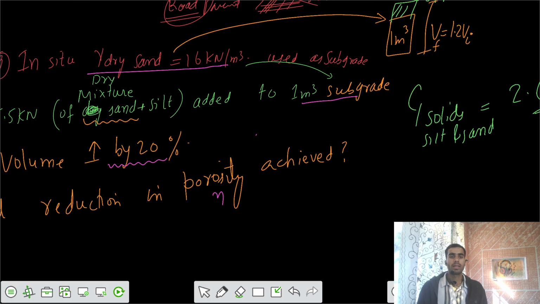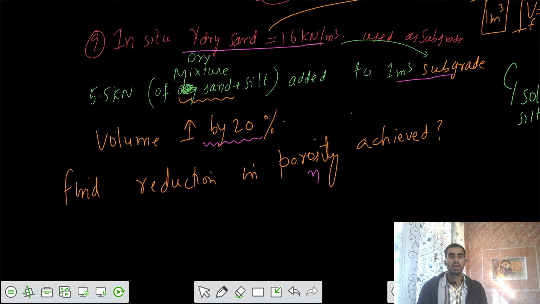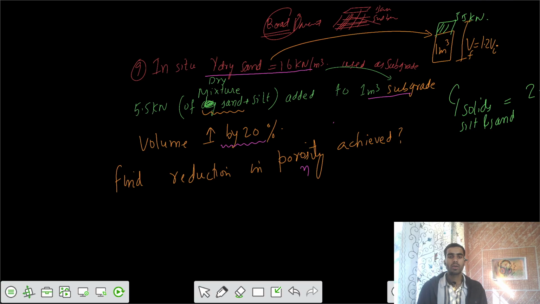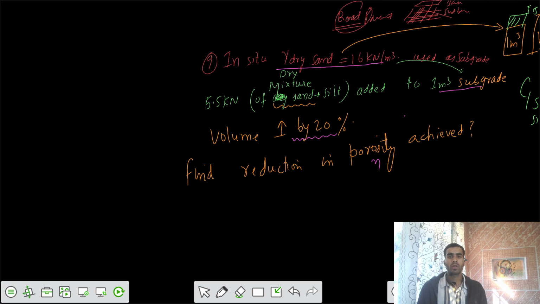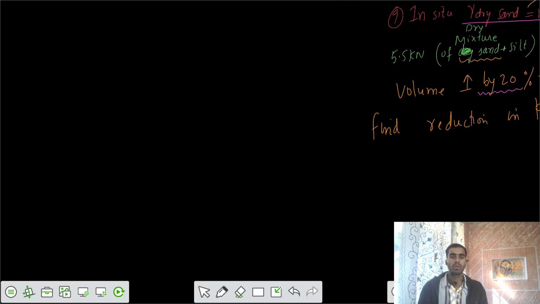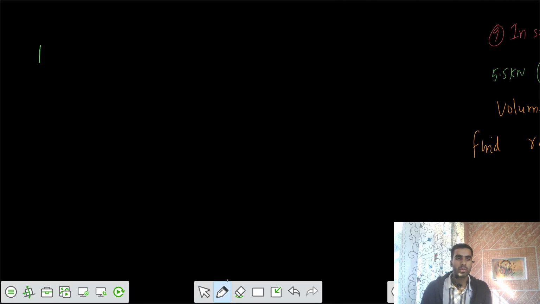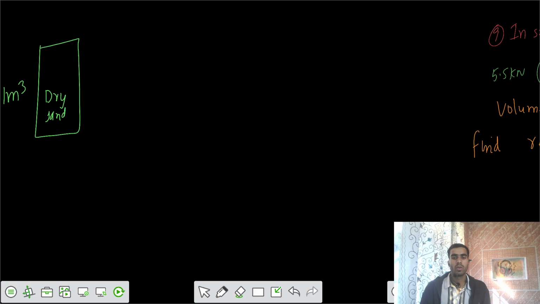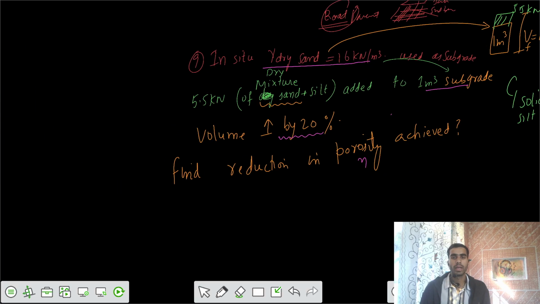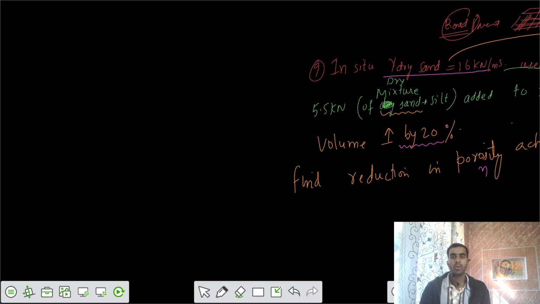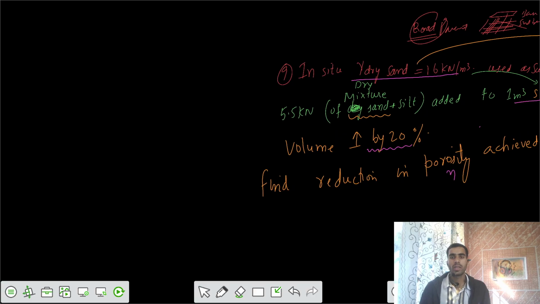So let's go for the solution. Let's talk about the initial part of the problem, when there was only dry sand. The initial volume was 1 meter cube. And based on the given value that gamma dry of sand is 16 kilonewton per meter cube, what does that mean actually?